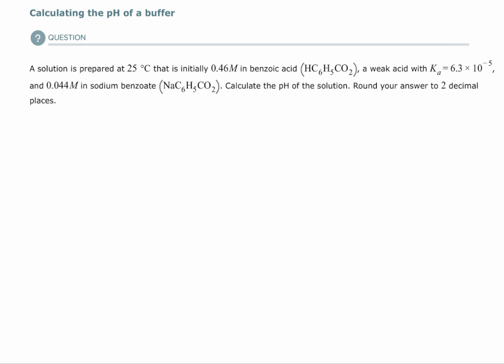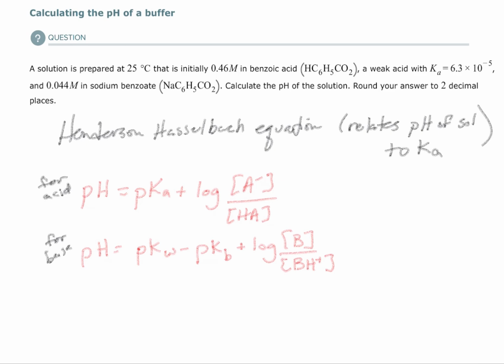And this is actually quite easy as long as you know that in order to do a pH with something that you already know the acid dissociation constant, the Ka, or even the Kb, you need an equation. You need the Henderson-Hasselbalch equation, which relates the pH to the Ka. So there's two forms of it.